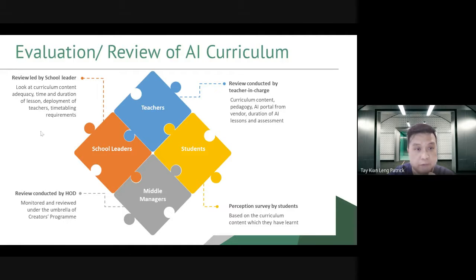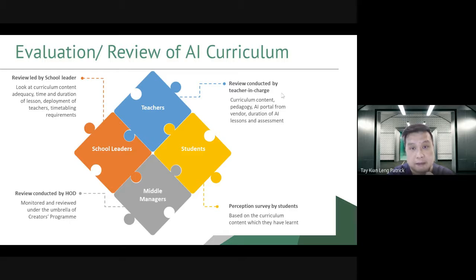We have the review led by our own school leaders. The school leaders will look at the curriculum content, how adequate it is, the time and duration of the lesson, the deployment of teachers, as well as timetabling requirements. On my end, as head of department for ICT, which oversees this AI curriculum, I will also monitor and review this program under the entire umbrella of the Creators program.